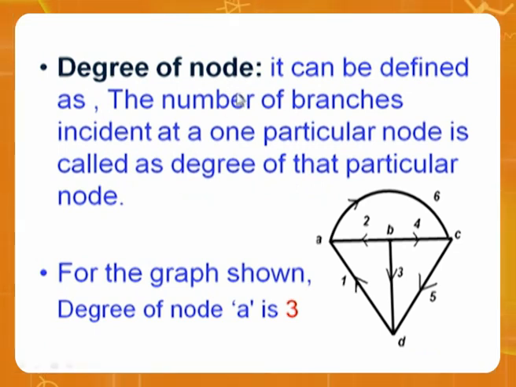Then, degree of a node. Degree can be defined as the number of branches incident at any particular node. For example, look here. In this graph, take node A. How many are there? 1, 2, 3. B, 3. C, 3 elements. D, 3 elements. That's why the degree of this graph is 3.